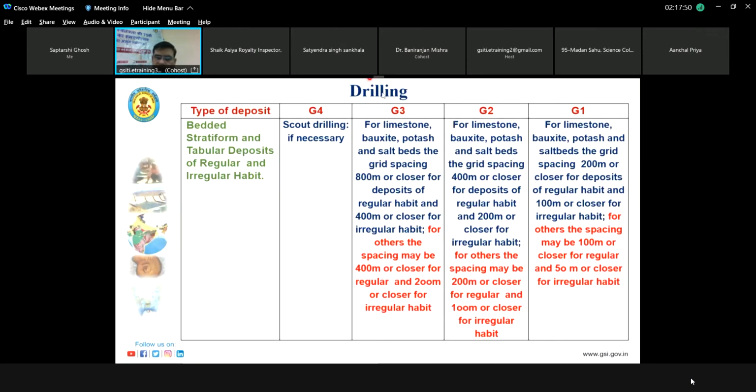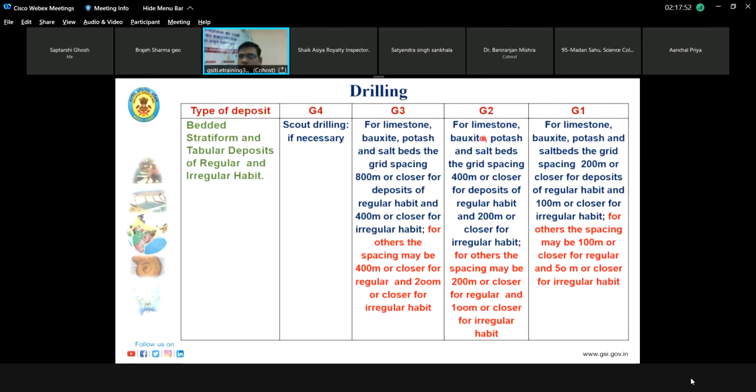Hello, sir. Yeah. Actually, this is my question for the G1, G2 and G3. In the diagram, there is 100 meters for limestone, 200 meters for limestone and 400 meters for limestone. My mine area is only 10 hectares. So how do I identify G1, G2, G3 for grading for exploration?